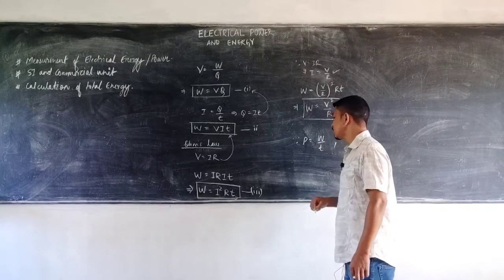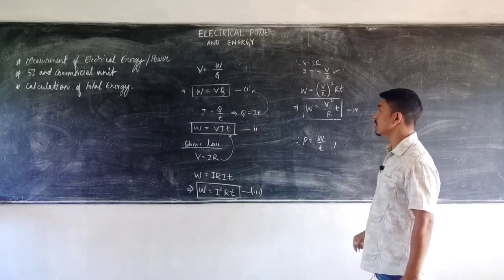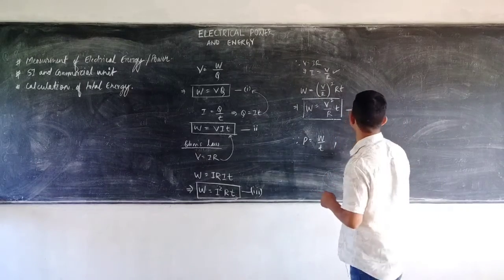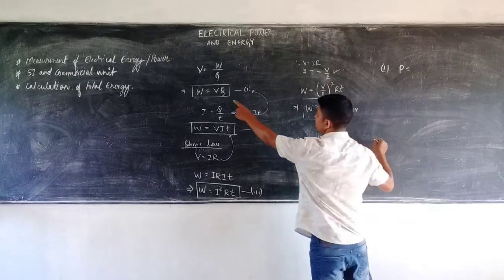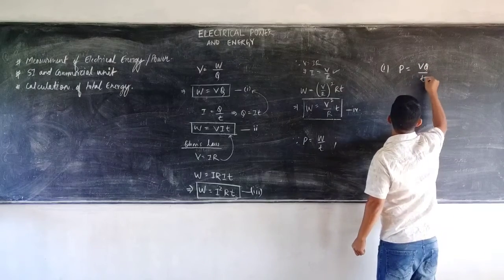So how do we obtain the expression for the power? Each of these four equations I will divide by T. The expression thus obtained is simply the expression for the power. For the first equation, I will get P equals W divided by T. That means I will divide this expression by T, so I will get VQ divided by T.